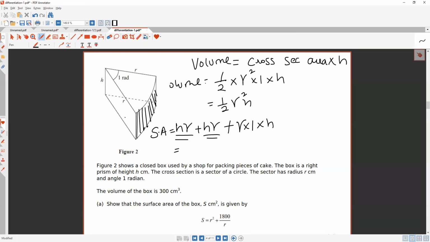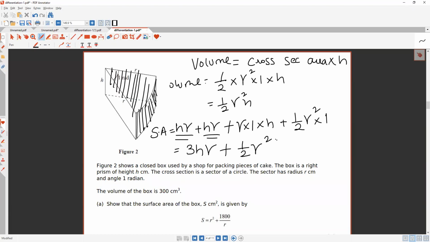Then you have the bottom, but you have the top surface area twice, no? This surface area you have twice, which is half r square, which is half r square theta. Theta is 1. Fine. So you have 3 HR plus half r square. This is your surface area. Now, what is the volume they gave us? 300. So can I write 300 over here? I can. Now I have to do this on the next page, by the way.